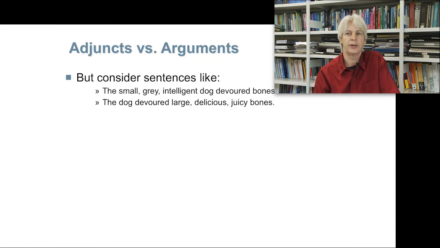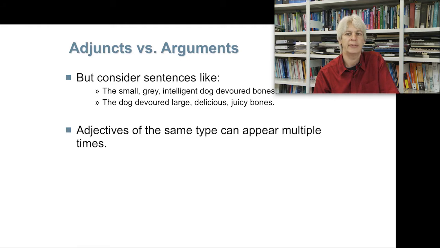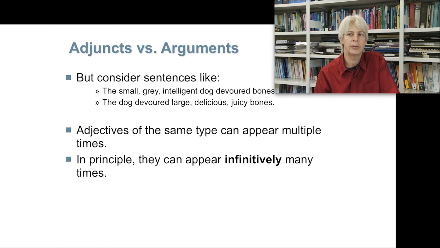This is quite different from what adjuncts can do. If you look at sentences like "the small, gray, intelligent dog devoured bones," or "the dog devoured large, delicious, juicy bones," what we have here are adjectives, and you can have any number of adjectives. I've got 2 in the first sentence, 3 in the second, but in fact I can have many, many, many of them. They can appear multiple times. They're all of the same type. These are attributive adjectives, and they can appear multiple times. In principle, they can appear infinitely many times. You can keep going until your breath gives out, but in principle, you can have infinitely many.